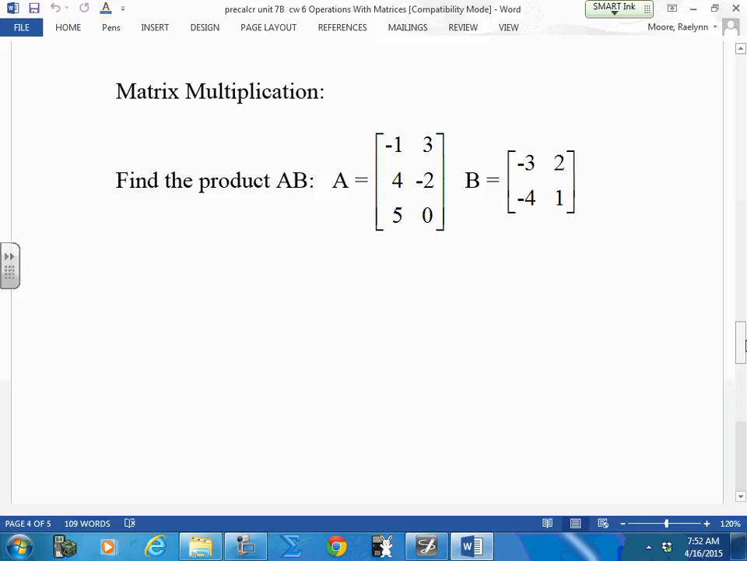First thing with the product, you need to check the order on the products.